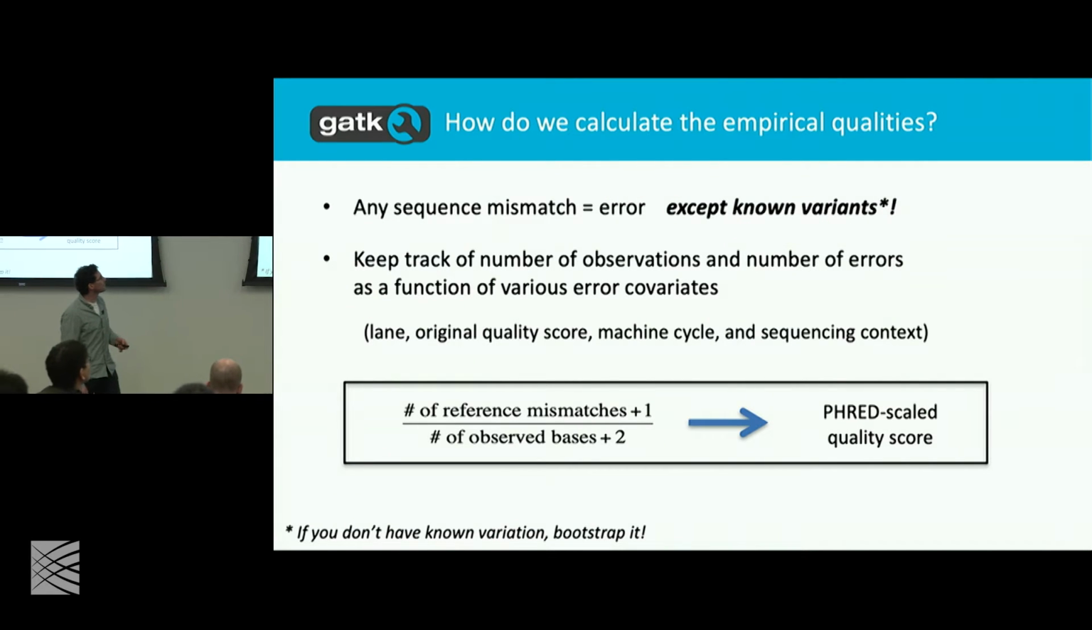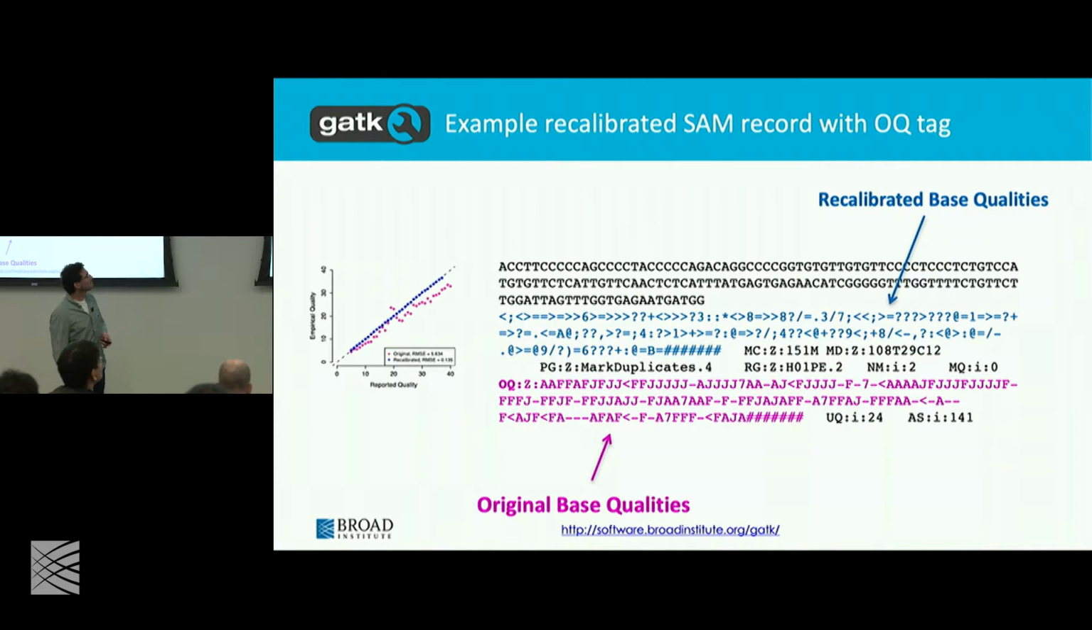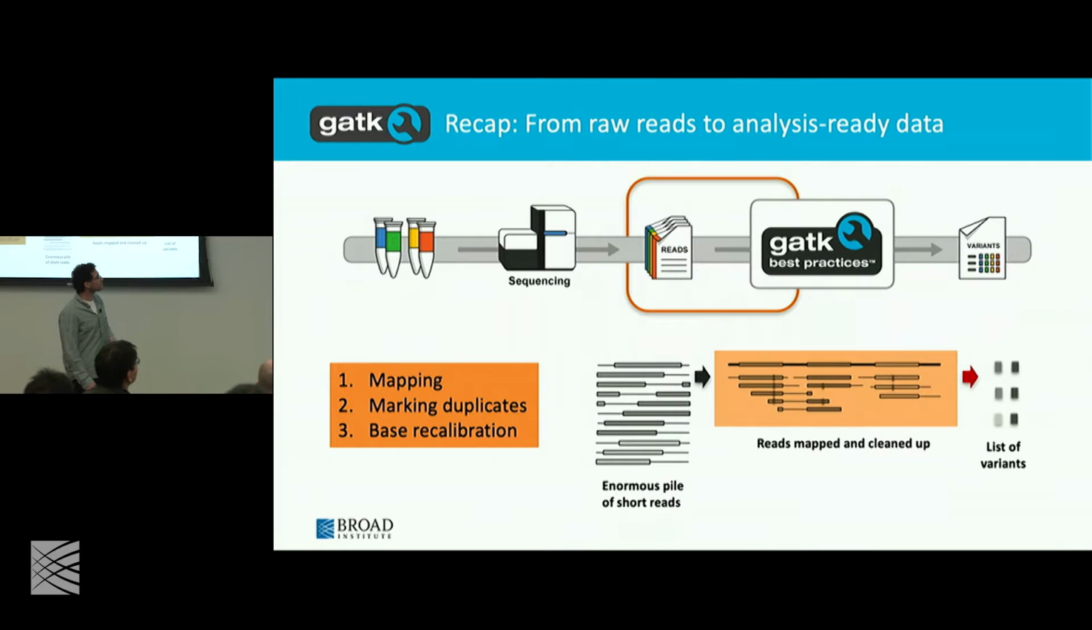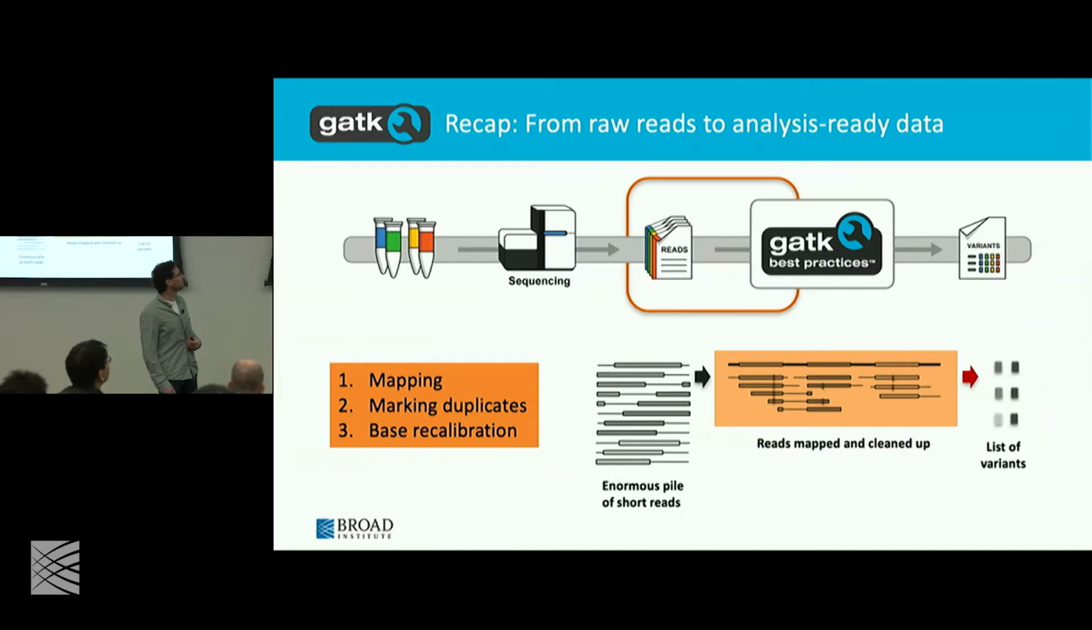All right, this is basically what I said. This is what it does. So it changes the quality, and if you ask, it copies the original qualities to this extra tag in the read called OQ. We actually don't do that anymore in the pipeline because it basically doubles the size of the BAM. And, well, it's expensive.